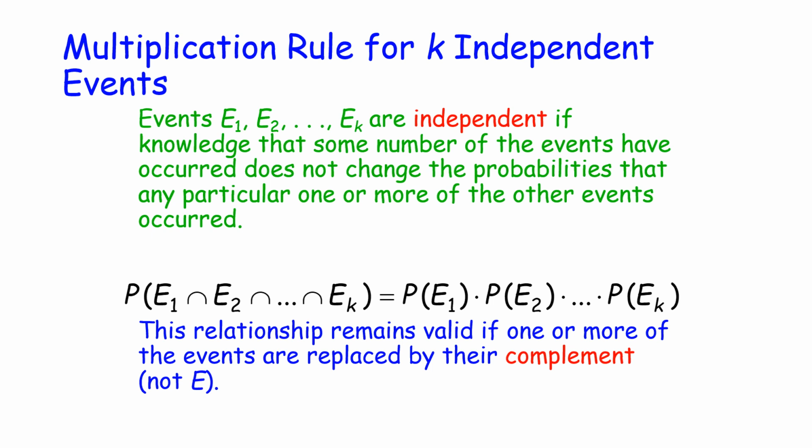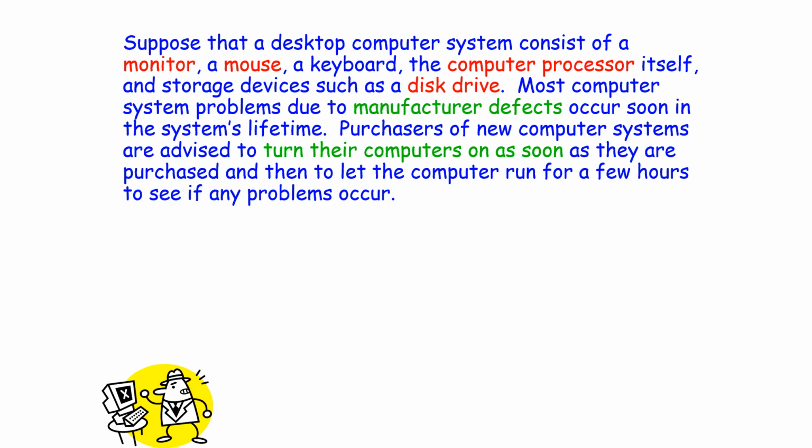Let's go a little bit deeper with this. Suppose that a desktop computer system consists of a monitor, a mouse, a keyboard, the computer processor itself, and storage devices such as a disk drive or a jump drive. Most computer system problems due to manufacturer defects occur soon in the system's lifetime. Purchasers of new computer systems are advised to turn their computers on as soon as they are purchased, and then to let the computer run for a few hours to see if any of the problems occur.